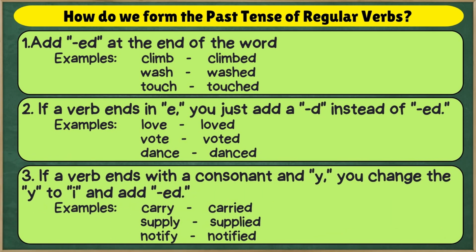Examples: love to loved, vote to voted, dance to danced. Last rule: if a verb ends with a consonant and y, you change the y to i and add ed. Examples: carry to carried, supply to supplied, notify to notified.